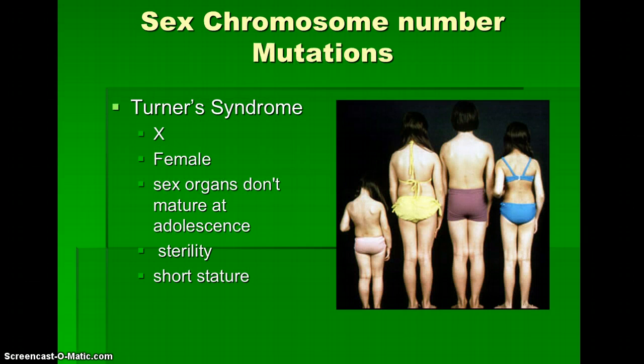And then we have Turner syndrome, which is just X. It is a female, but they're just X. They're missing a sex chromosome. Their sex organs don't mature properly. They can't have babies. And oftentimes they're very short. And sometimes they'll have heart problems and have to have heart surgery. And then there may be some mental disability there also.